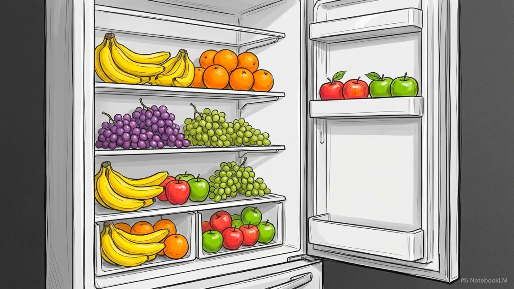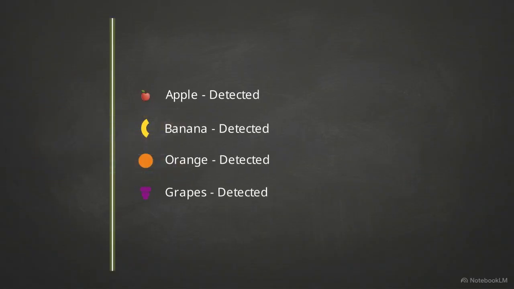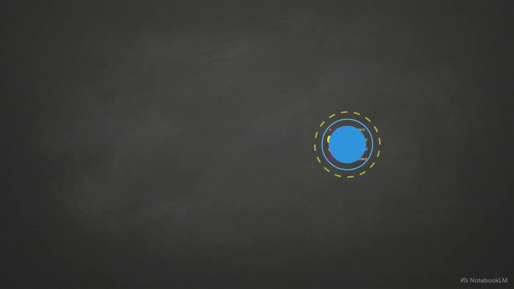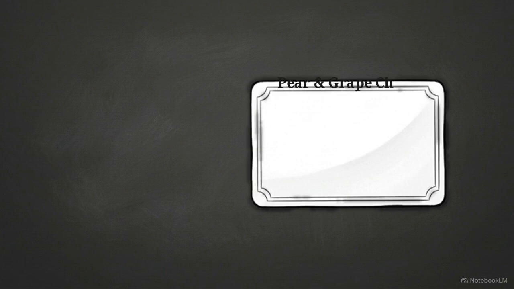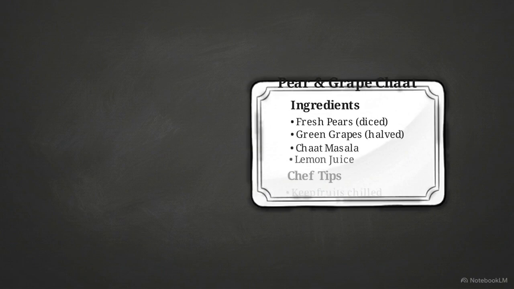Test subject: a photograph showing refrigerator shelves stocked with bananas, oranges, grapes, and apples. Instantly, the computer vision scans the pixels and outputs a precise text list of every fruit it detects. Then, it pushes that data straight into our task instructions, generating a customized recipe card for a fresh pear and grape chaat based strictly on the detected inventory.